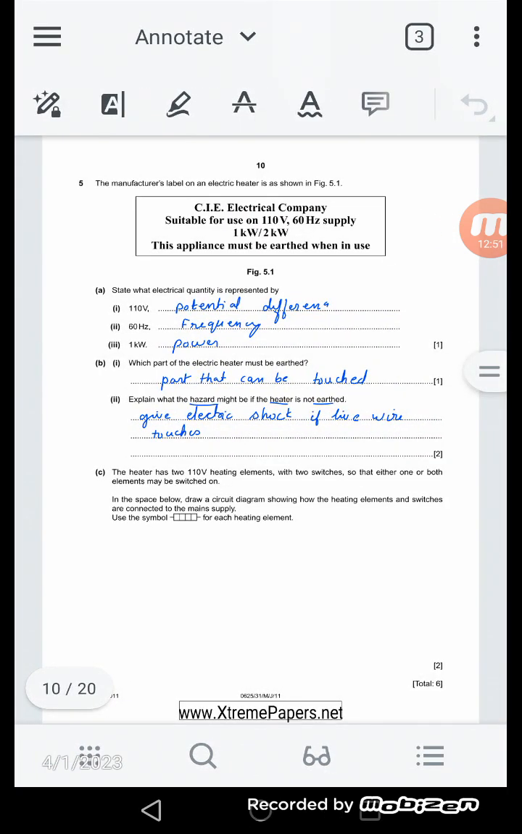You know what is potential difference? Or this is frequency. This is power.